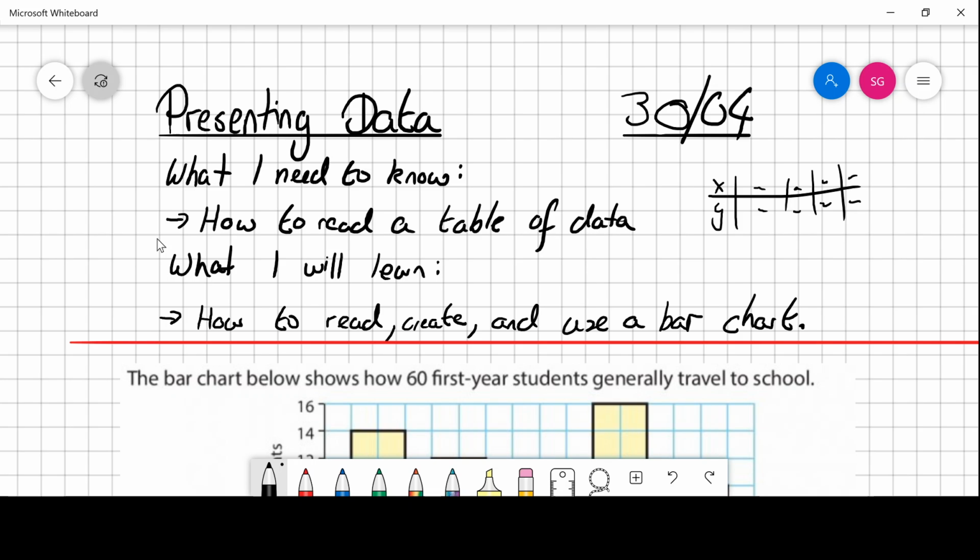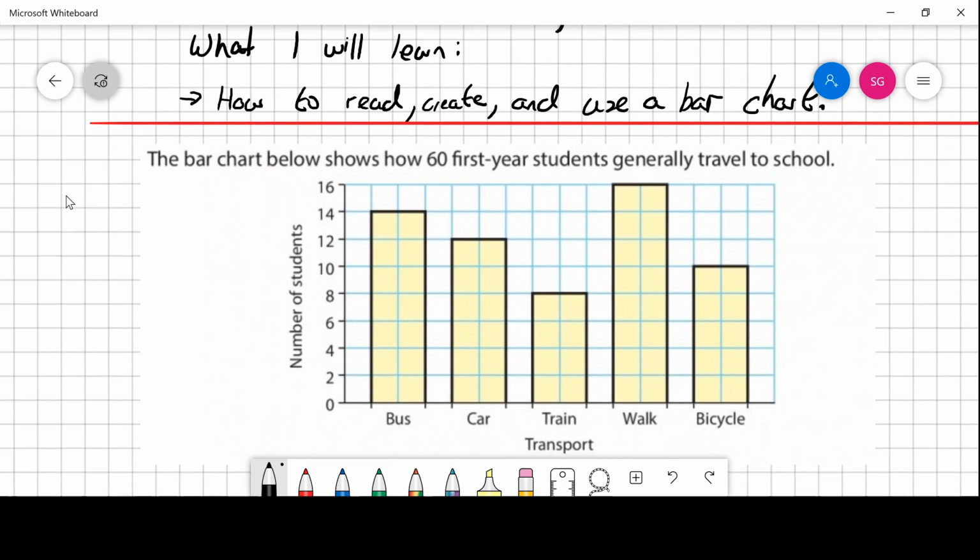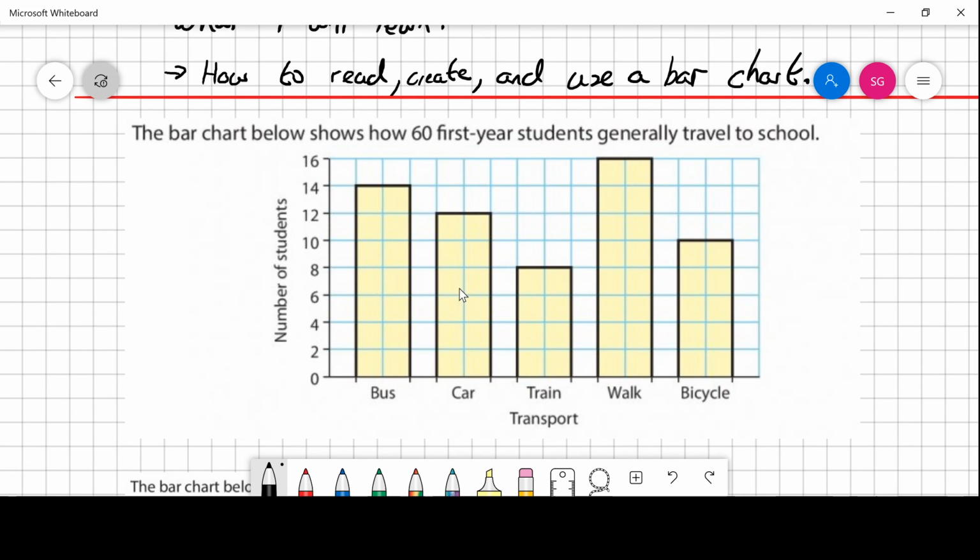What is a bar chart? It's a way of representing data, a way of presenting data, and it generally takes the form of something quite like this. Each bar that you can see here is labeled: bus, car, train, walk, bicycle, etc. And then you can see how many students do a certain thing, how many instances of it there are, based on how high the bar is.